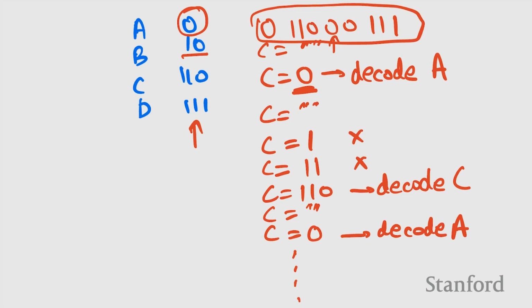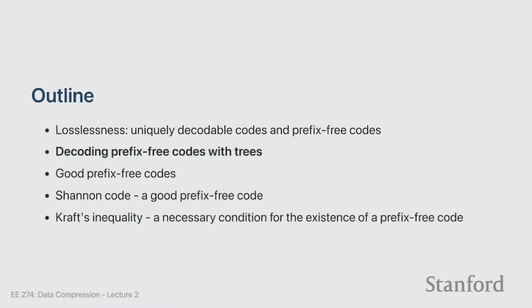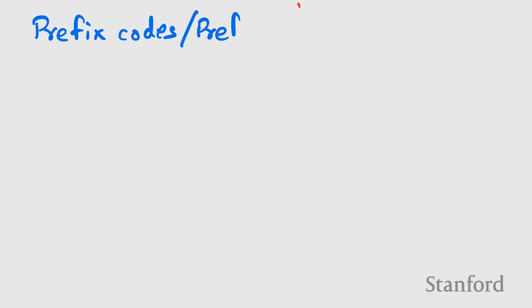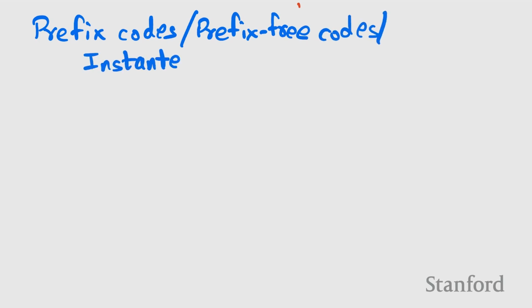So let me define it. There are a few different names for these, for historical reasons I assume. They are called prefix codes. They are called prefix free codes. They are also called instantaneous codes.